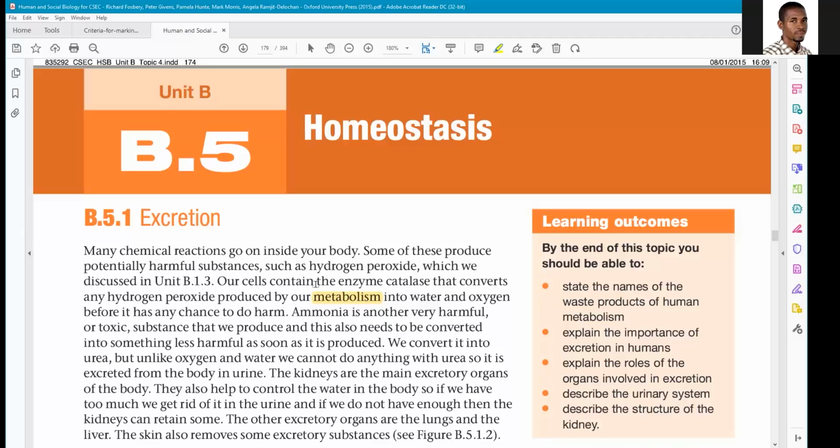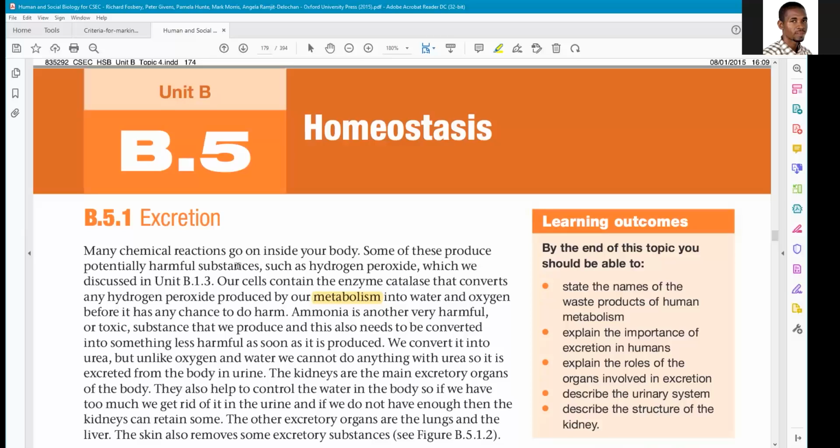Now, look at this. Many reactions go on inside your body. Some of these produce potentially harmful substances, such as hydrogen peroxide. Is hydrogen peroxide harmful? Of course it's harmful. Drink it and see what will happen. Well, please don't do that. You can gargle your mouth with hydrogen peroxide, but you should never swallow it.